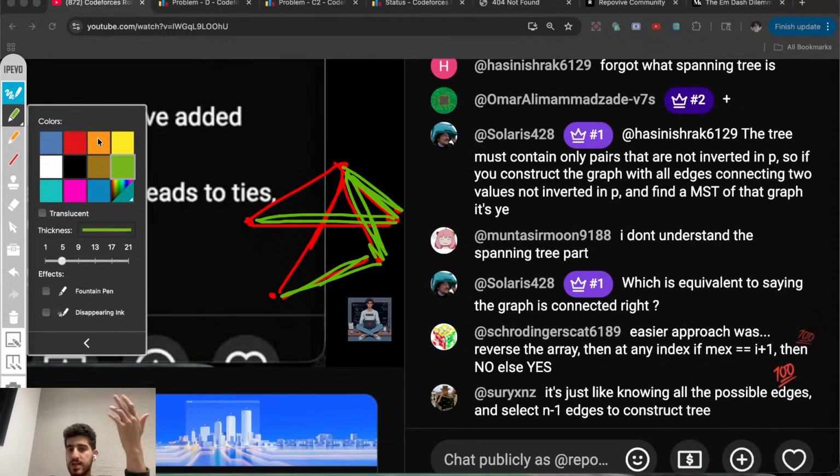For example, in the second case, you see that I cannot make a tree because there's no way that I can connect 3 and 4 to 1 and 2. So I can never create a tree. A tree should be connected. I can never make them connected, right?